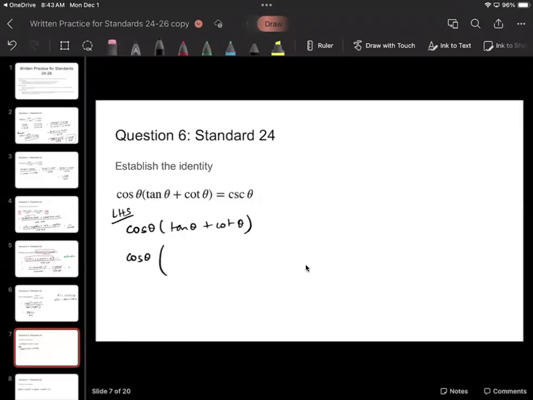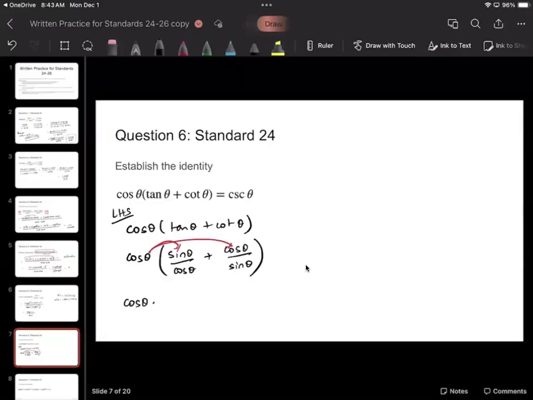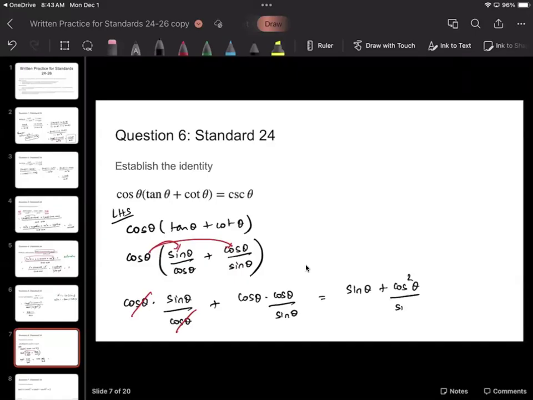So I rewrite tangent as sine over cosine and cotangent as cosine over sine. Then I distribute, okay? So when you distribute, what happens? Your first one becomes cosine theta times sine theta over cosine theta plus cosine theta times cosine theta over sine theta. Now here the cosine and the cosine get cancelled away. So this is going to become equal to sine theta plus cosine squared theta over sine theta.